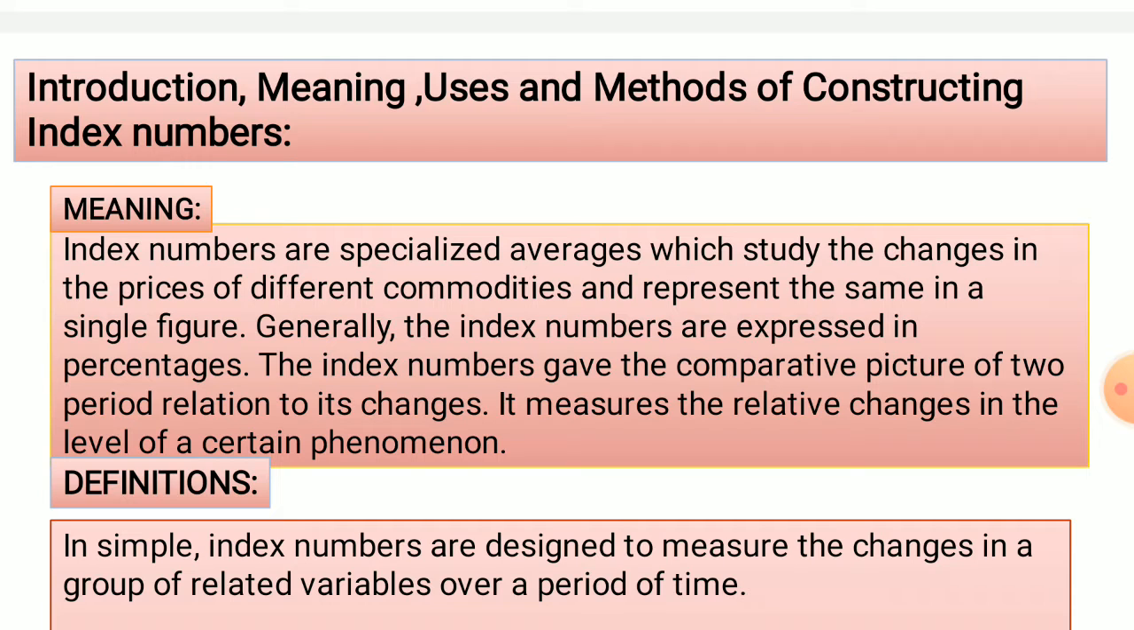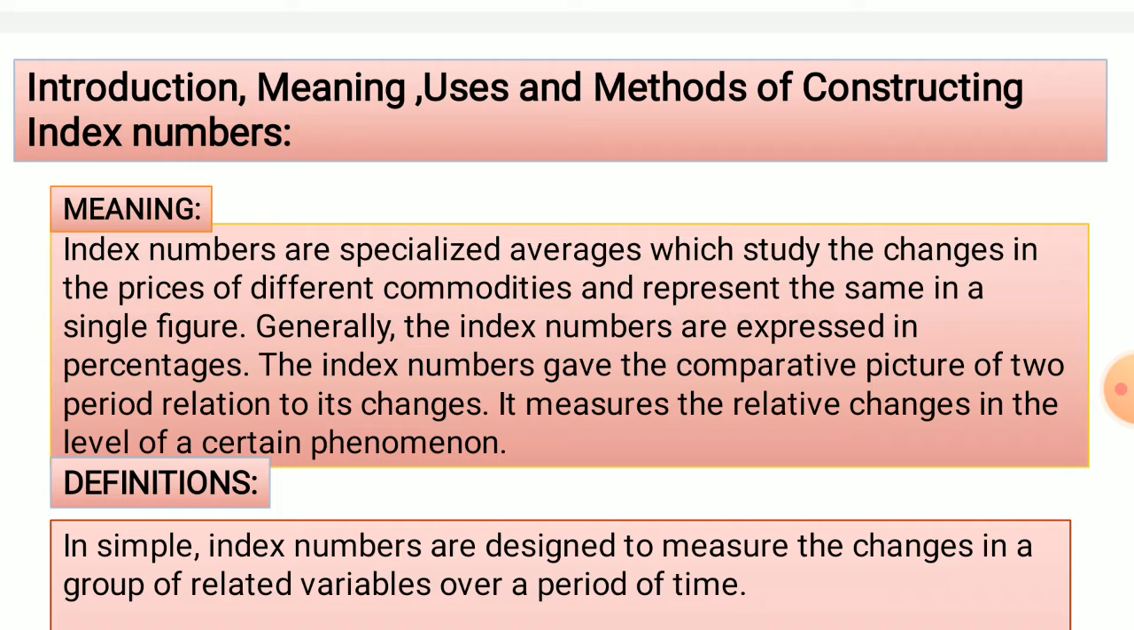It means the price level changes from one period to another period, and the average changes in a group of related variables that may relate to periods of time or between places. When the group of related variables changes on average from one period to another period, or one time to another time, or between places, from one place to another place, we see a change in the price level. To find out and measure this, we use what we call an index number.